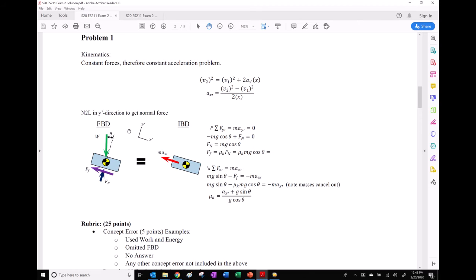Then we set up the all-important free body diagram and inertial body diagram. And I really can't emphasize enough to you, for the remainder of your engineering career, if you have any situation where forces are involved, it's a good idea. It's maybe not just a good idea. You should always, always make a free body diagram. And in this case, for dynamics, including an inertial body diagram. But that free body diagram is so important.